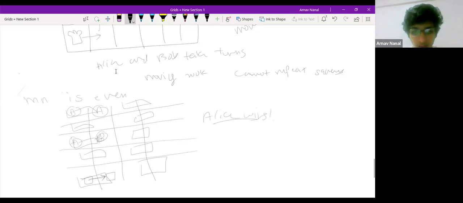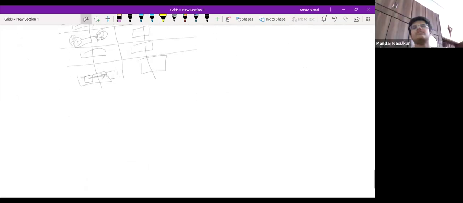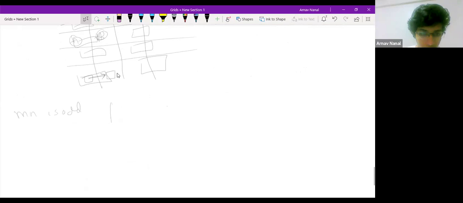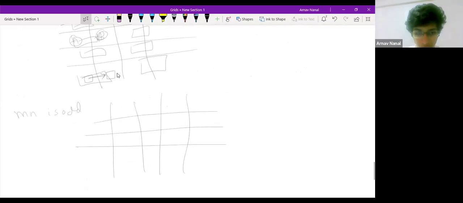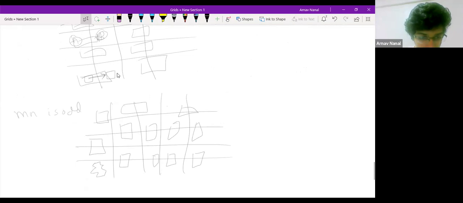Is this clear? Yes. So, the other case, when mn is odd: what you can do is leave this square and tile the remaining things using dominoes. So now Bob will repeat the same argument.